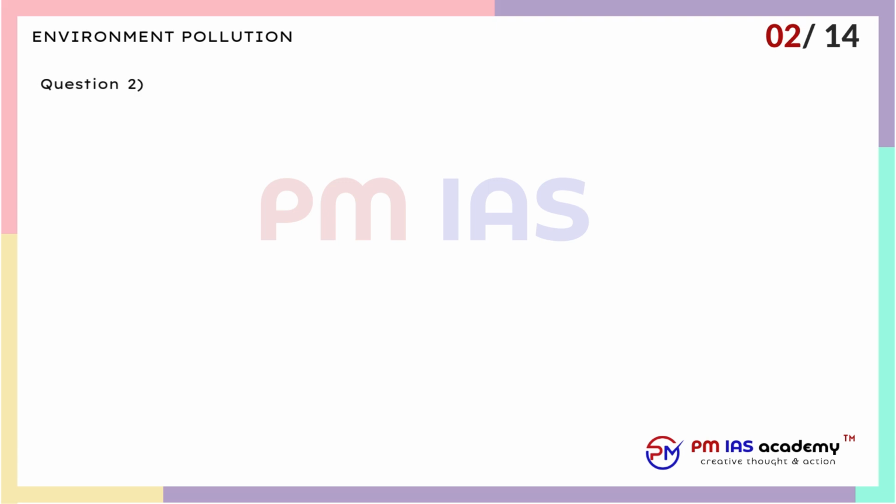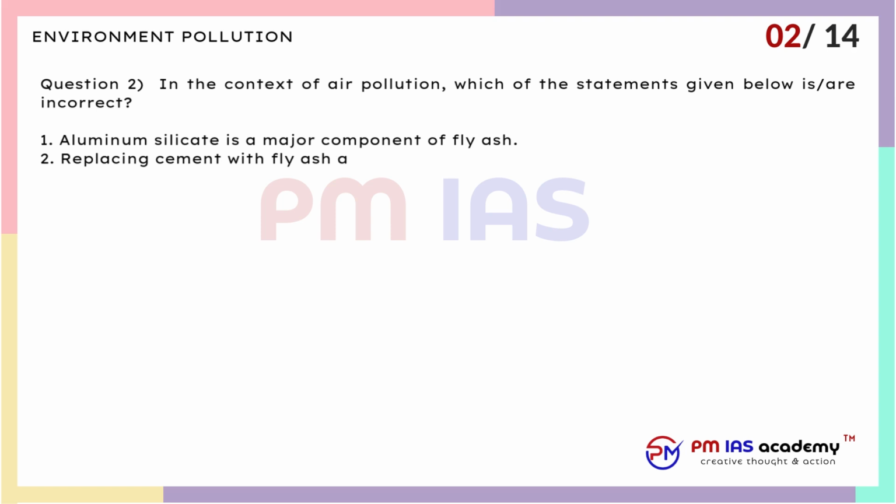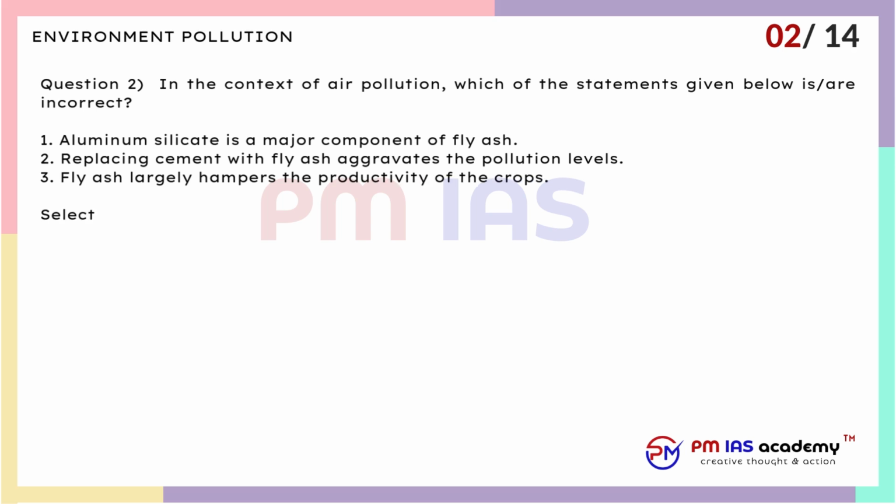Question 2. In the context of air pollution, which of the statements given below are incorrect? 1. Aluminum silicate is a major component of fly ash. 2. Replacing cement with fly ash aggravates the pollution levels. 3. Fly ash largely hampers the productivity of the crops. Select the correct answer using the codes given below.